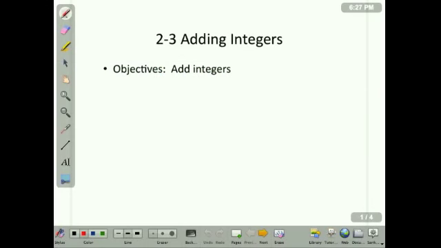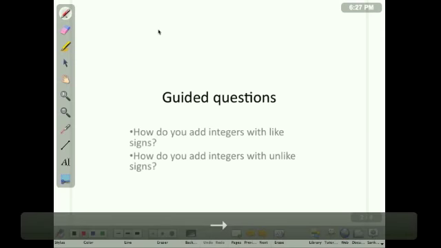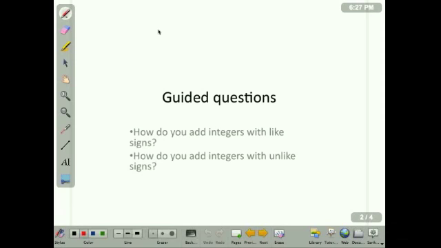In Chapter 2, Section 3 of our book, we're going to learn how to add integers. The questions that you'll need to be able to answer at the end of this presentation.